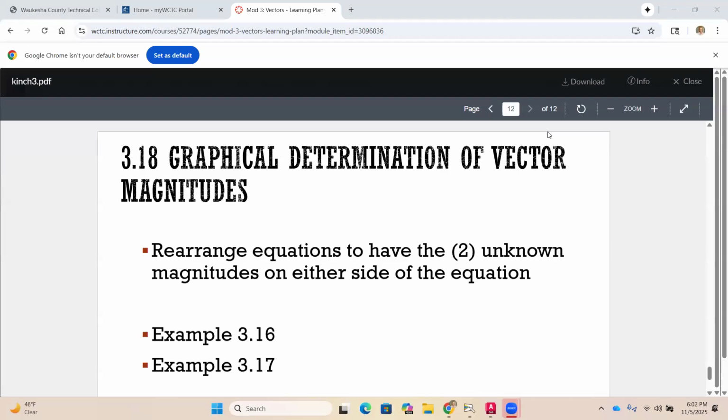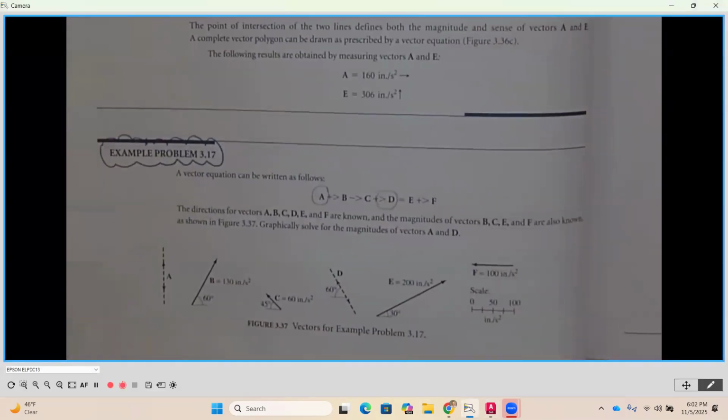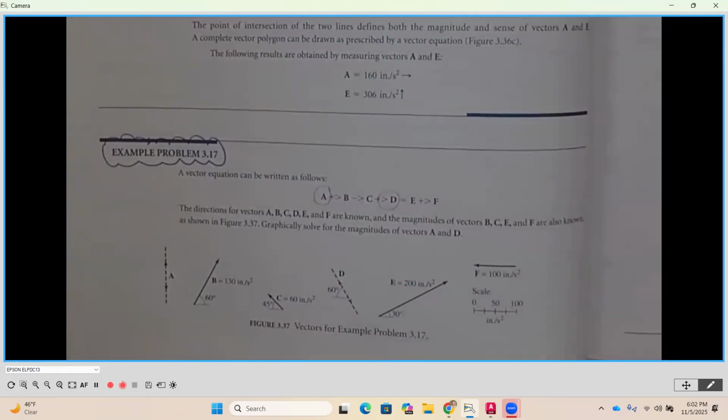Okay, so we have one last example here in chapter 3 to go over, and that is going to be example 3.17. Example 3.17 is going to start at the bottom of page 64. Okay, bottom of page 64. So if I go underneath here, here is our problem 3.17.